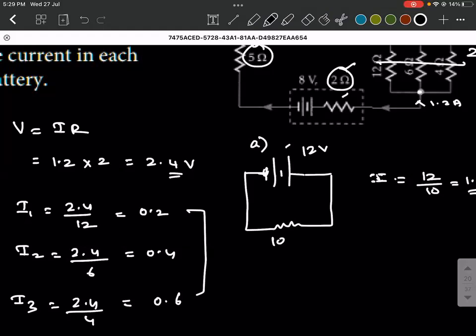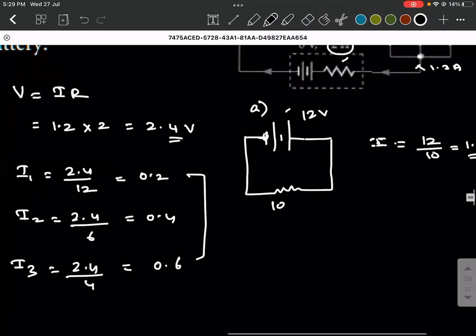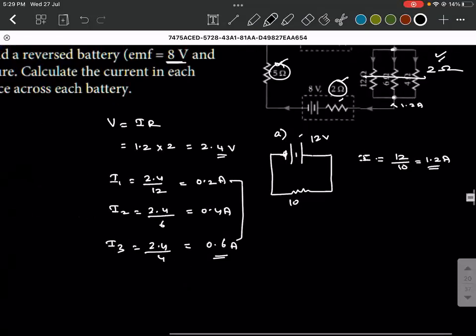So whenever they are in parallel and if you know the total current flowing through them, what are you supposed to do? First, take the total current, multiply it with the equivalent resistance. That will give you the potential drop across each resistor. Then again apply the formula V is equal to IR for the individual resistor. Right? So please make a note of this.